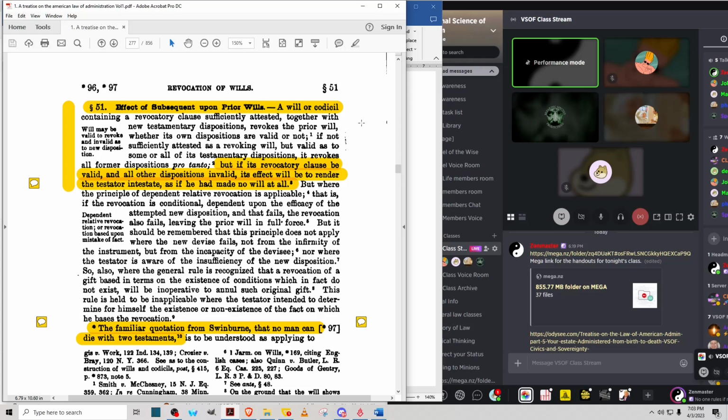So let me break some of these down, because obviously there was a lot of vocabulary in there. So a will or a codicil containing a revocatory clause. So what's a revocatory clause? It's a clause that states, hey, this is my will now, and this will that I'm writing now revokes all prior wills or codicils before it. And that's a revocatory clause.